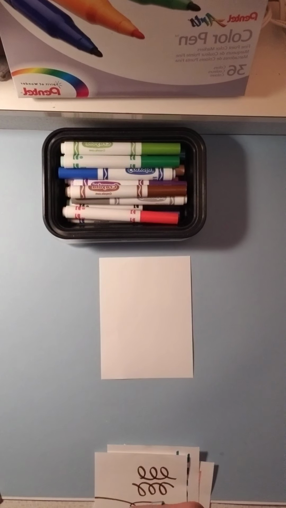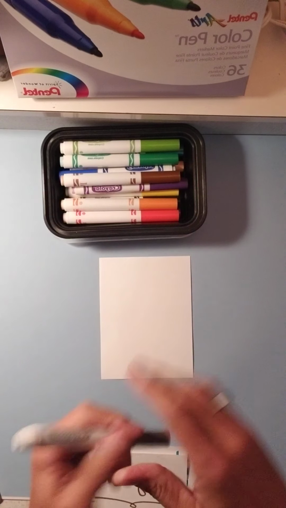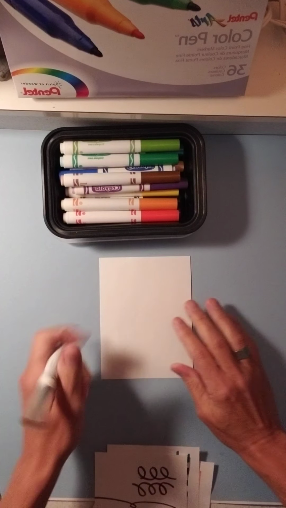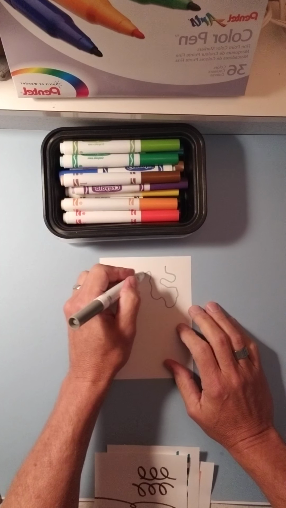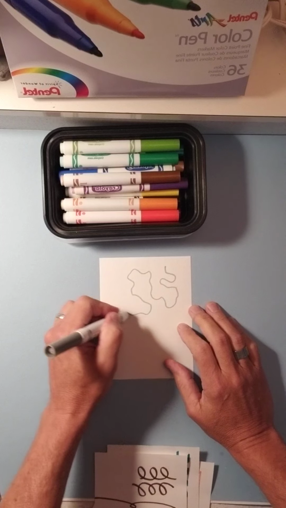Next one that we have is called an organic line. An organic line is where it starts and stops and goes anywhere it wants to go, just like a country road or the edge of water.